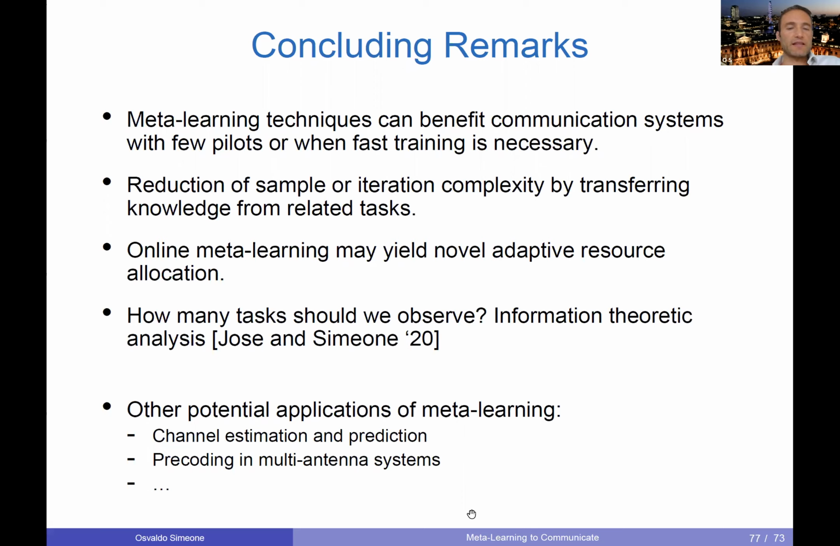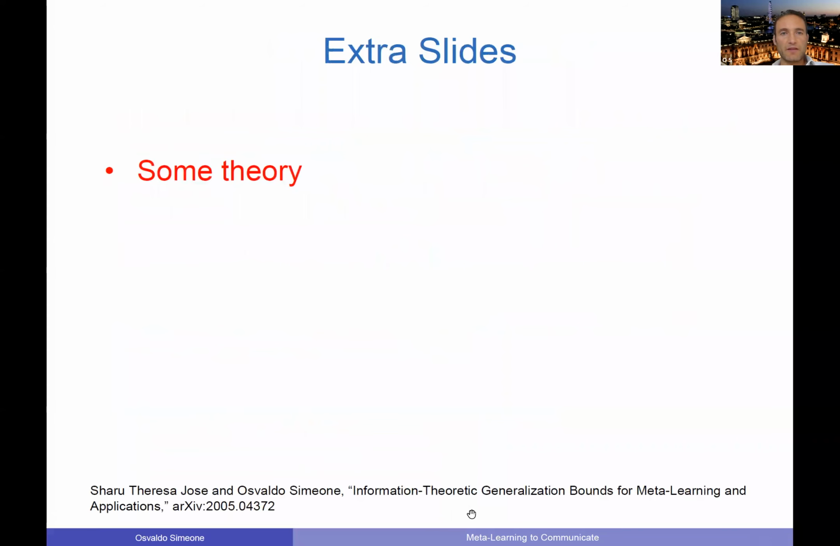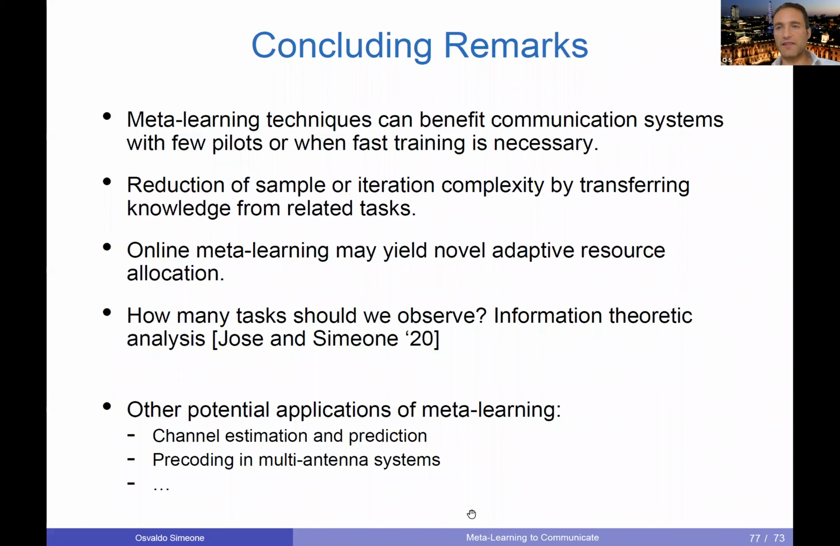I've also hinted at the fact that because we have this new level of adaptation at the level of hyperparameters, this may lead to new forms of adaptive resource allocation that leverage this knowledge. And as I mentioned, I only provided here some experimental results, but we also have some information theoretic analysis of meta-learning. And as you're probably familiar, there are many other potential applications of meta-learning, and here I'm just mentioning some of them. And this is really everything.